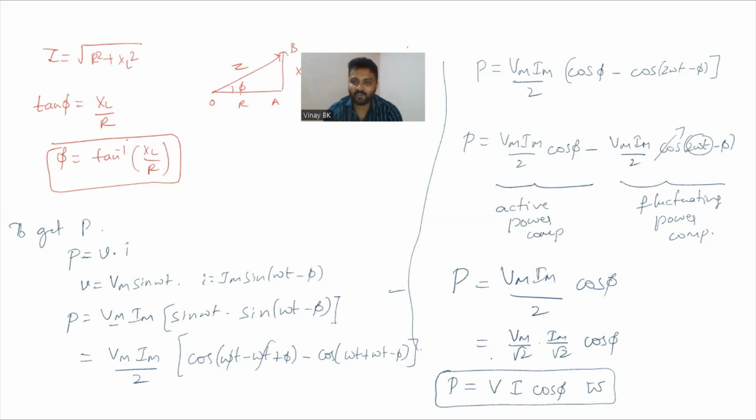In that fluctuating power component, the frequency is double the frequency of the rated or applied voltage, so that becomes 0. So you consider only the active power component to get average power. That is Vm Im divided by 2 cos phi. Rewriting 2 as root 2 into root 2, you get Vm by root 2, Im by root 2, cos phi. Vm by root 2 is nothing but the RMS value of voltage, and Im by root 2 is the RMS value of current, so you get P equals VI cos phi in terms of watts.